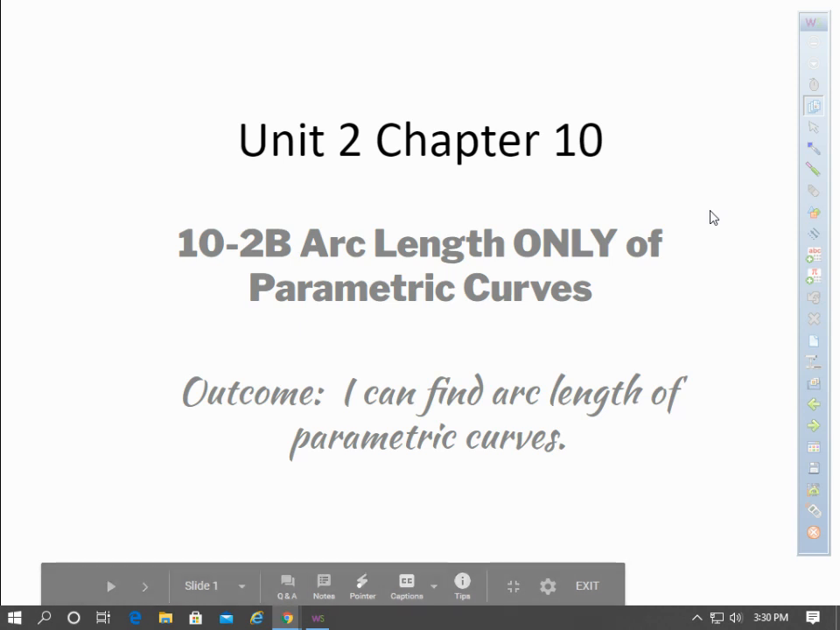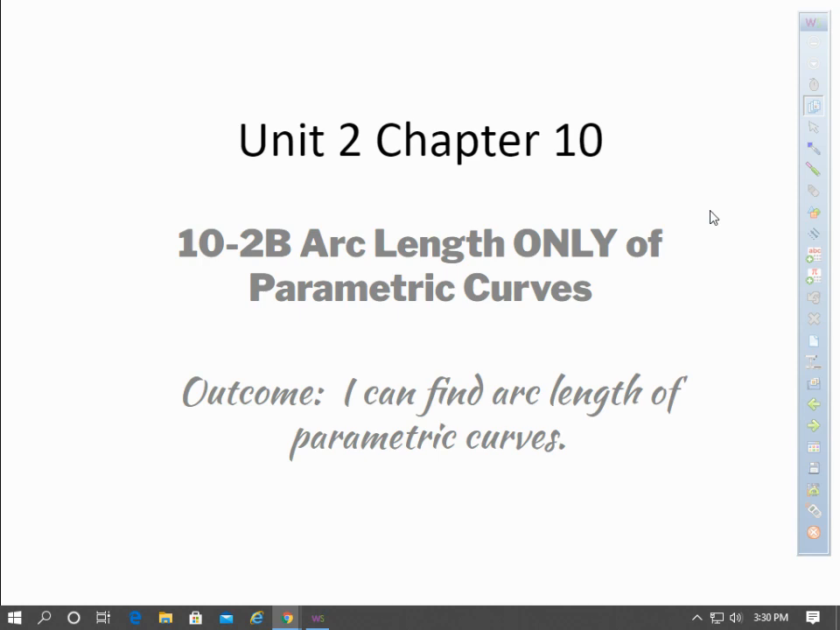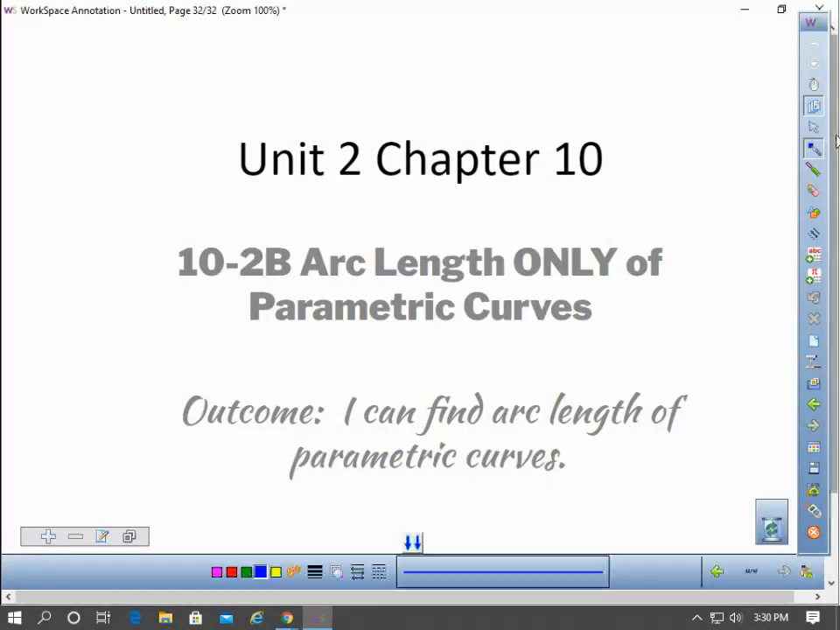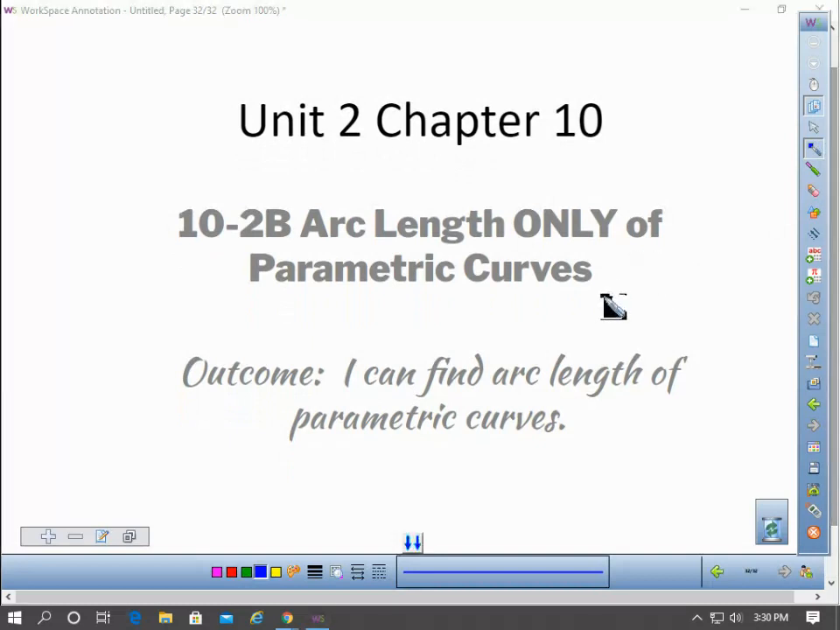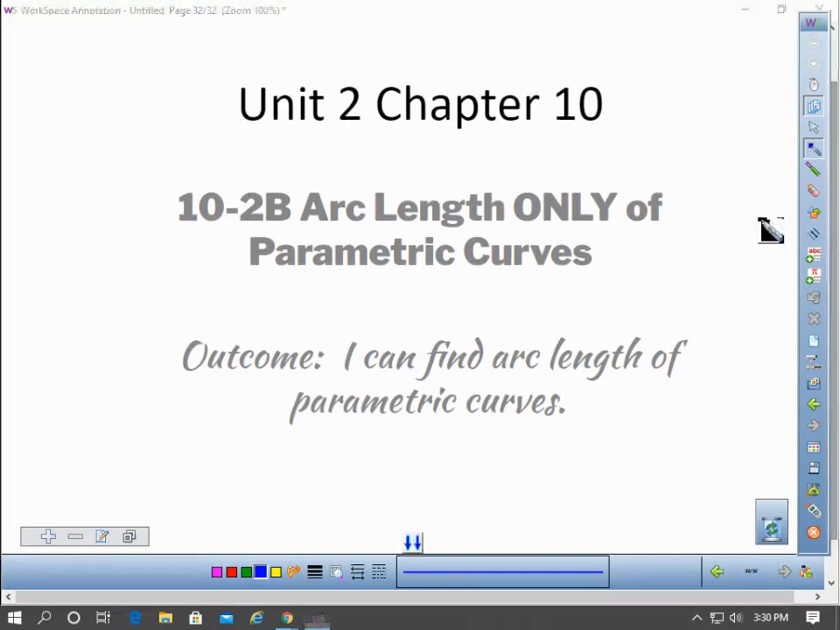All right, so now we've learned how to graph parametric equations. We've learned how to find tangent lines and find the first and second derivative of parametric equations. So the last and final thing we want to be able to do is find the arc length of parametric curves. So we want to know on the parametric curve how long is the length of the arc. So our outcome is I can find the arc length of parametric curves.